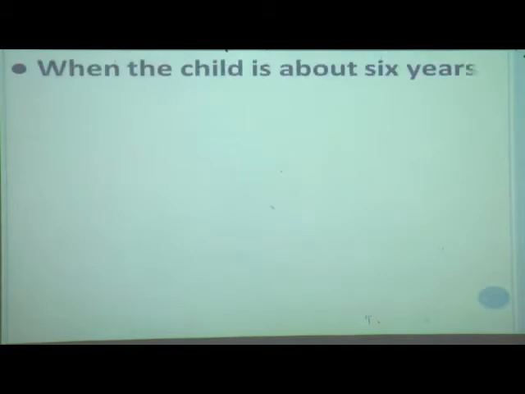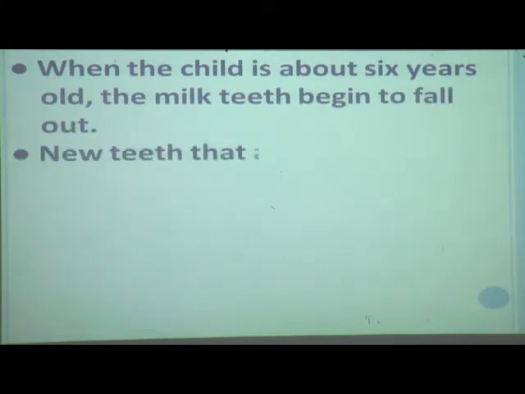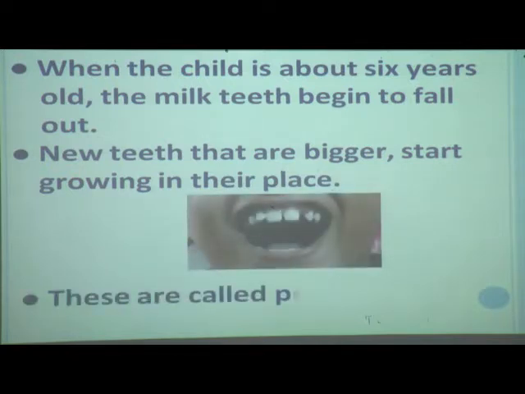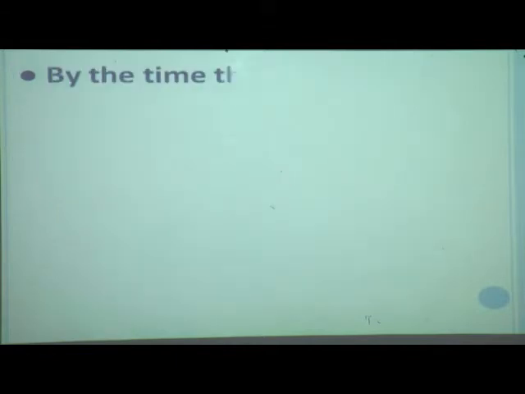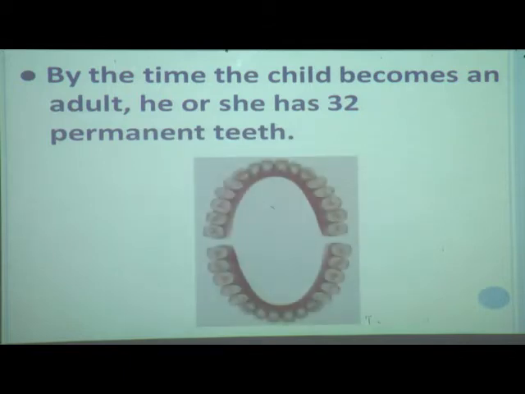When the child is about 6 years old, the milk teeth begin to fall out and new teeth that are bigger start growing in their place. You can see the picture. These are called permanent teeth. By the time the child becomes an adult, he or she has 32 permanent teeth.